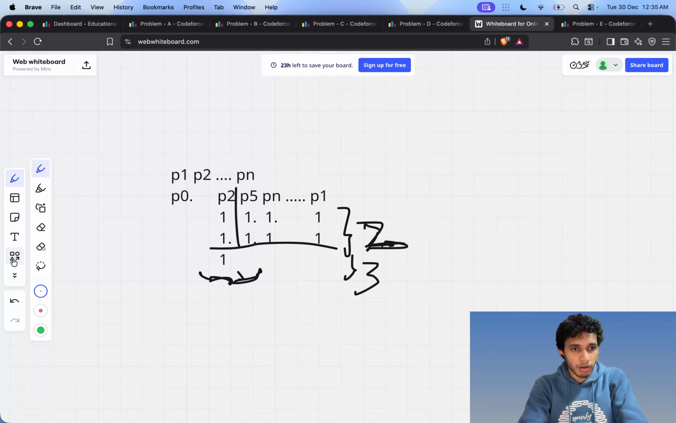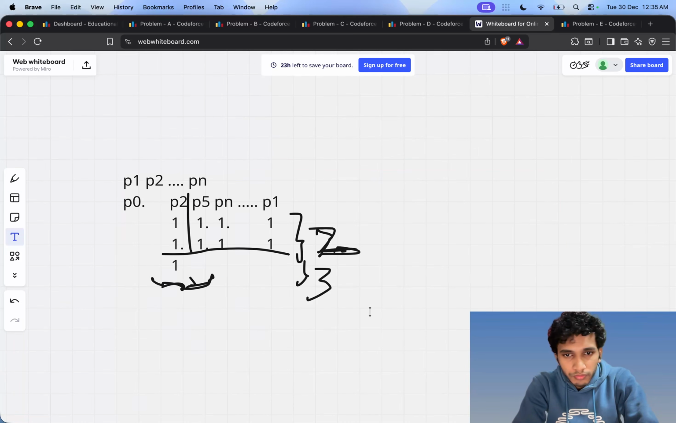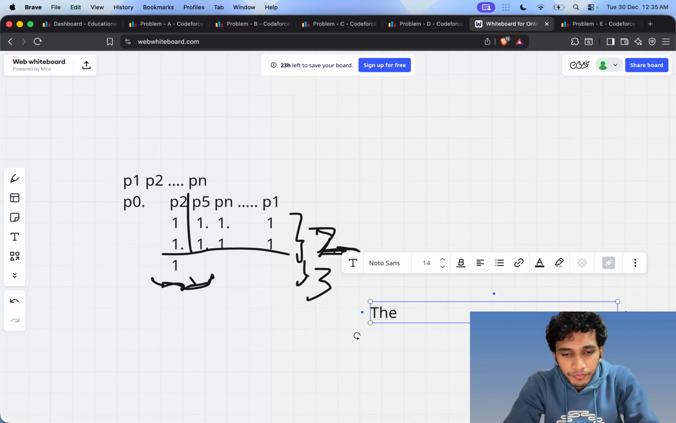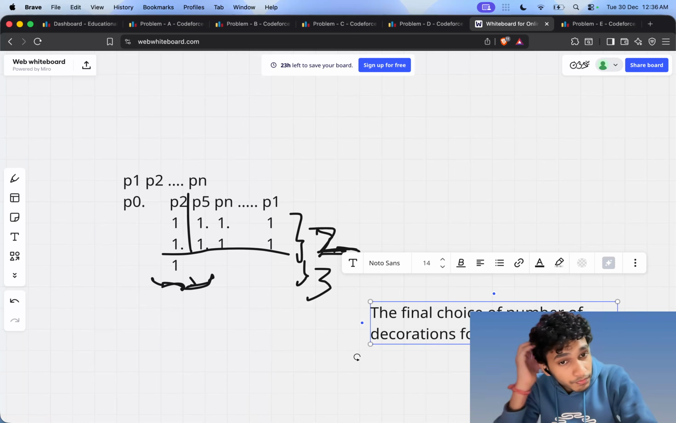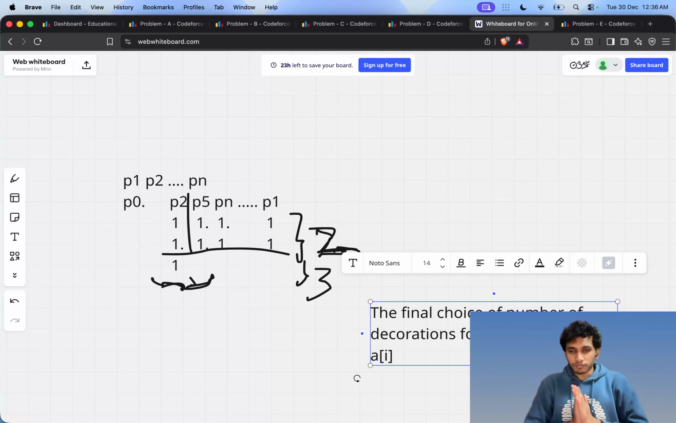Now, what are the possible observations of constraint we have? The final choice of number of decorations for each I must be greater than or equal to AI.